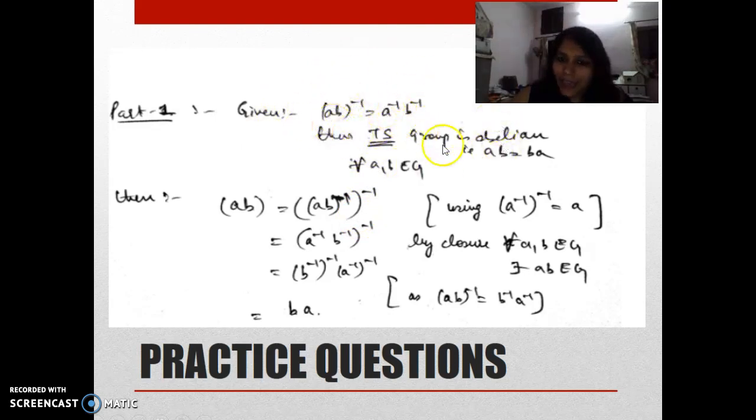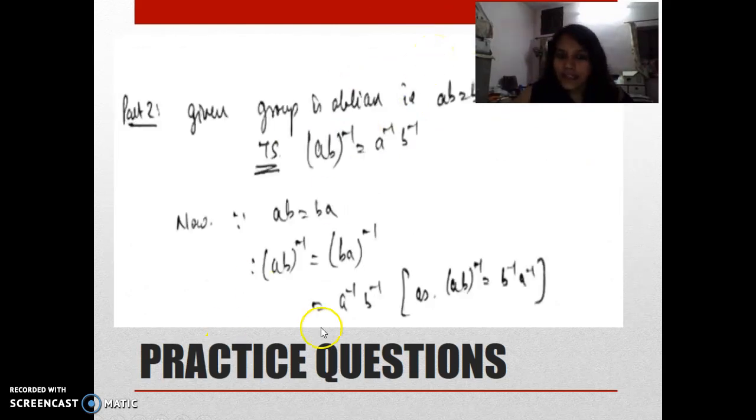Now instead of AB, can I write BA? Because it's already given that the group is abelian. So it will become (BA) whole inverse. And we know that in a group, (CD) whole inverse becomes D inverse C inverse. It reverses the order. So if I'm writing AB as BA, now my A will come first, right? So it will come out to be A inverse B inverse. And that's it. That's the solution.